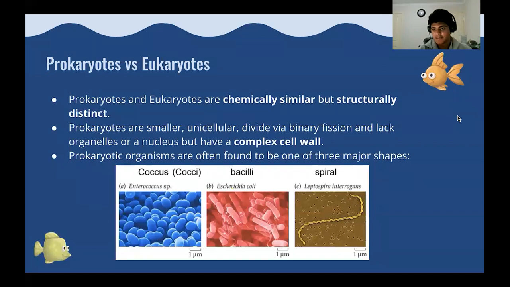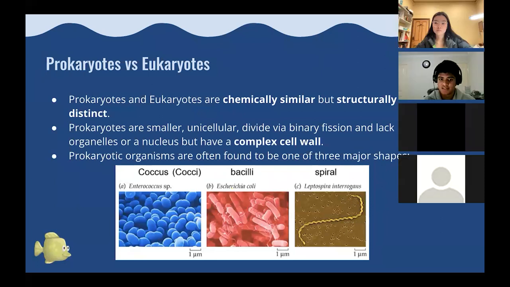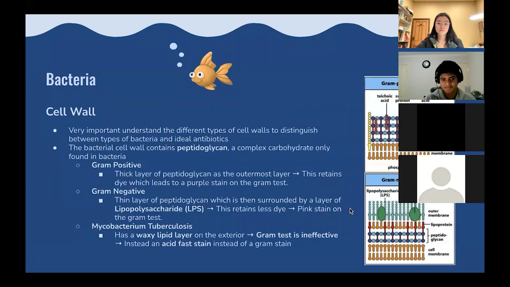Now, the three major shapes, again, this is really important for you guys to understand, are cocci, bacilli, and spiral. This is going to come up in histology questions. Maybe in a couple of weeks, you guys will be doing a practical where you're going to be looking at different types of bacteria. So it's important to understand the different shapes and what that means for the microorganism. If you look at bacteria, I think the most important thing for you to understand, and the thing that comes up a lot on exams, is really cell wall. So I guess this is what we would consider high yield.